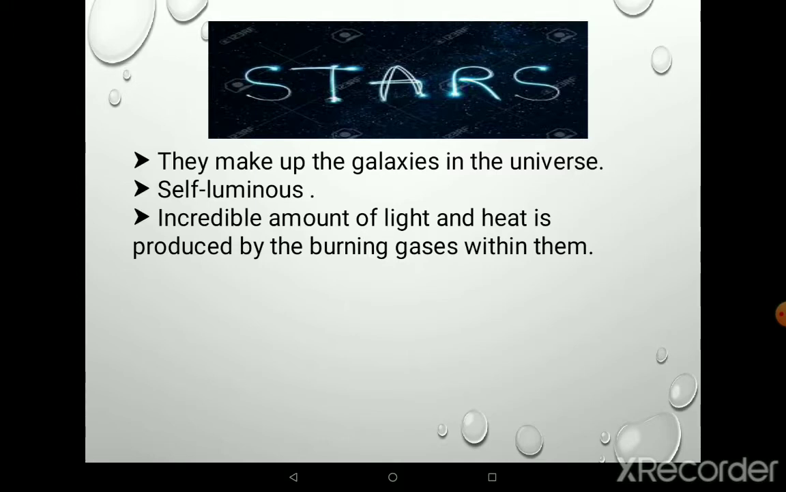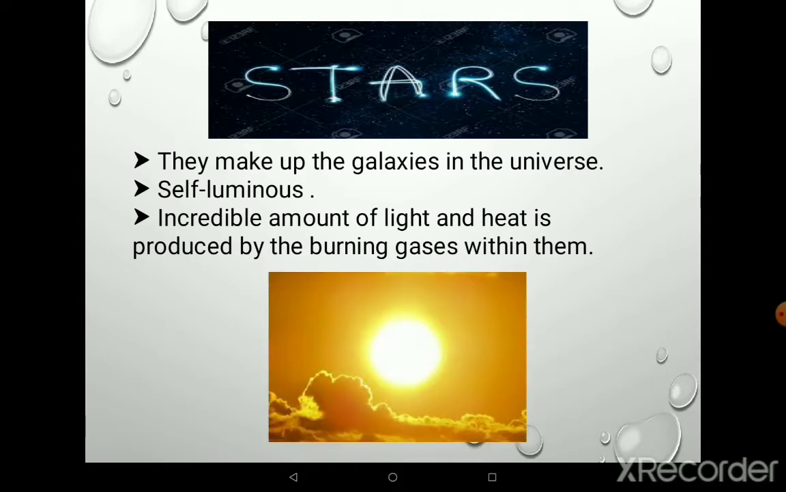Now the sun that we see every day is also a star.